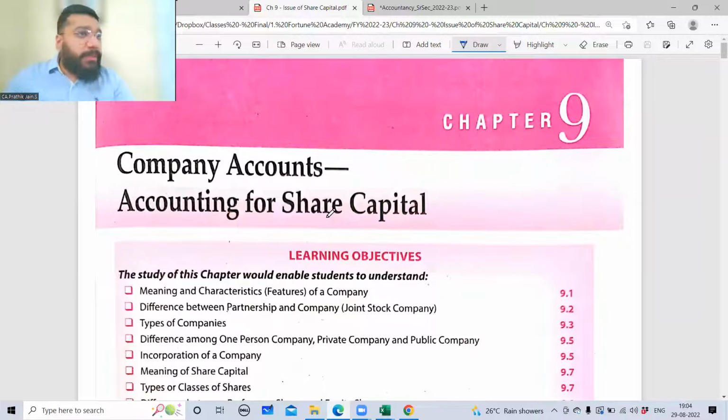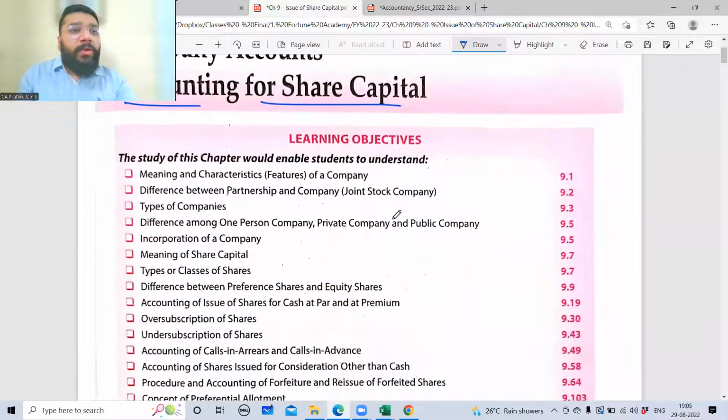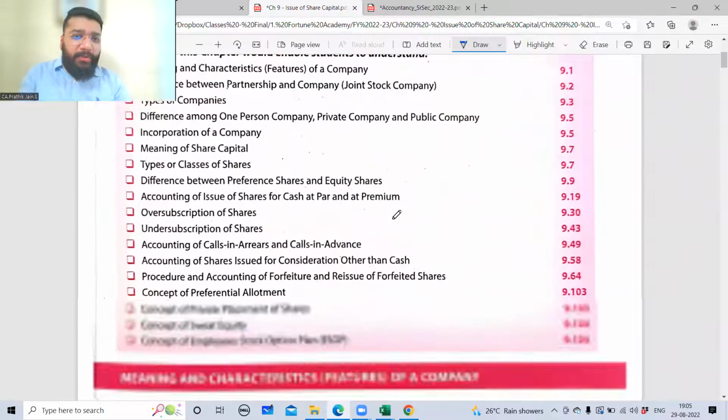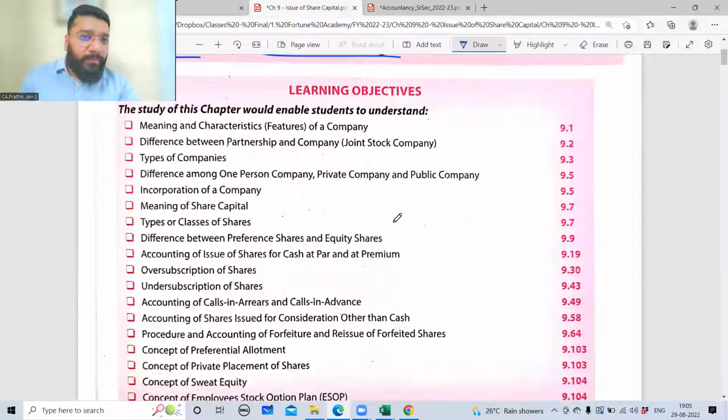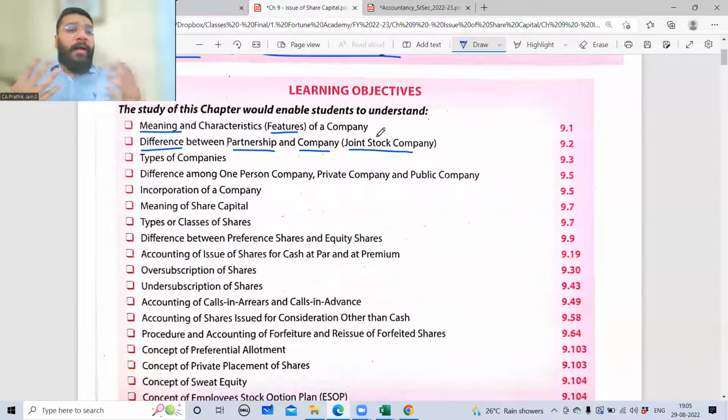So company accounts. In that, the first chapter that we're going to study is accounting for issue of share capital. So what are you going to study in this particular chapter, guys? I'm not going to read; there's a whole lot of lists that has been given. I'm just going to discuss a few things today. Today, you'll understand what is the meaning of a company, what are the features of a company, and then you'll understand the difference between partnership and the company. Company is called a joint stock company. So what is the difference between partnership and the company? These two you'll study, and the rest of the things you'll be studying one by one.